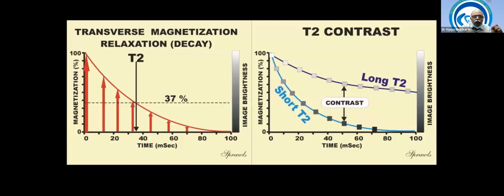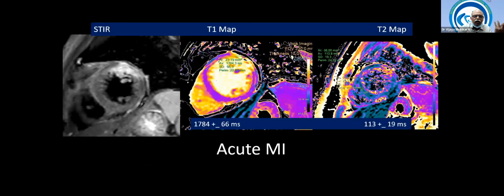T2 mapping, I will not go into T2 mapping here. It's just an example to show: this is a STIR image, acute infarct. This is the edema, acute infarct and edema, showing a very high value of T2 map here.